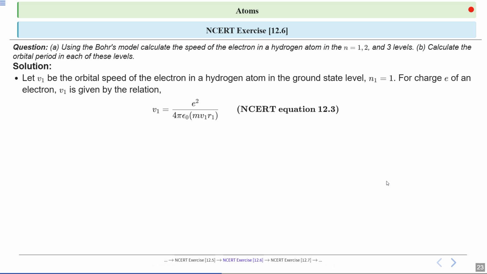Here is the key equation from the NCERT textbook. v1 equals e squared upon 4 pi epsilon naught times m v1 r1. In this formula, e is the electron charge, epsilon naught is the permittivity of free space, m is the electron mass, v1 is the speed, and r1 is the radius of the orbit. This equation comes from balancing the electrostatic force and centripetal force acting on the electron.